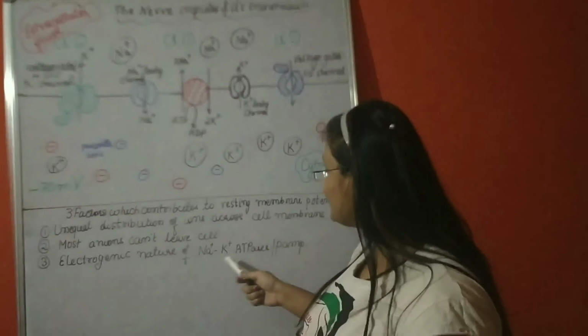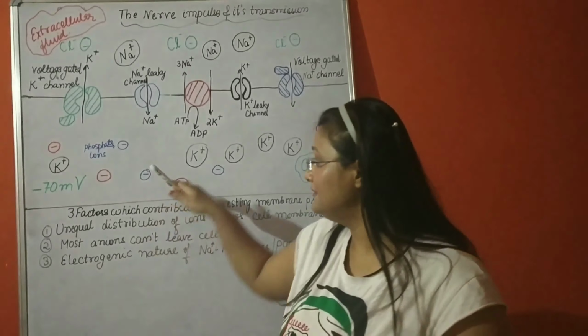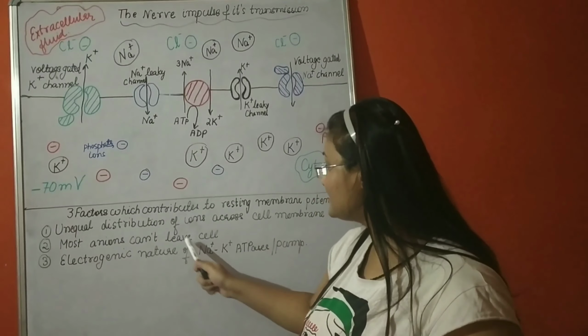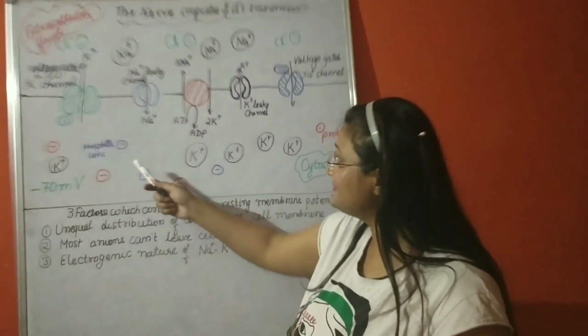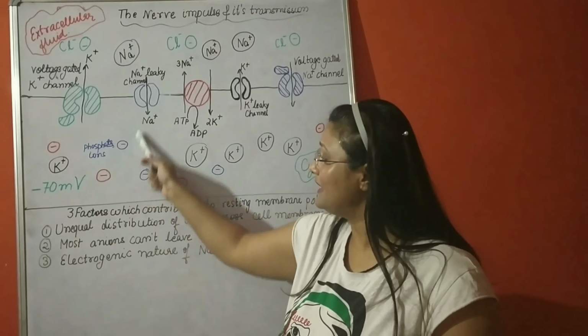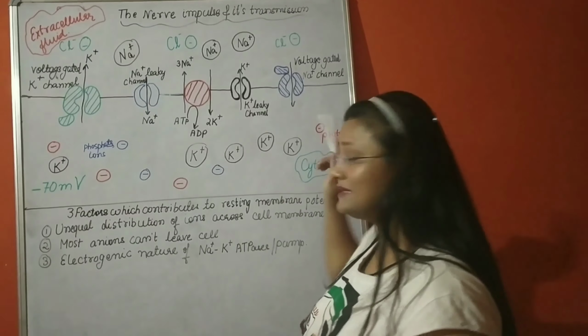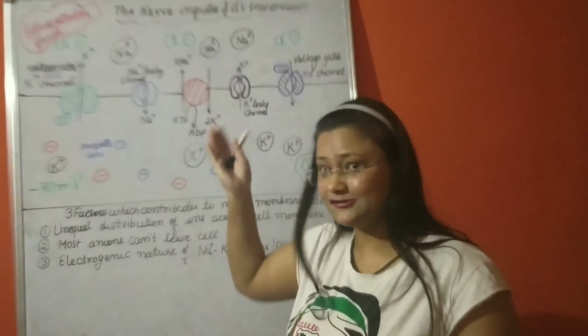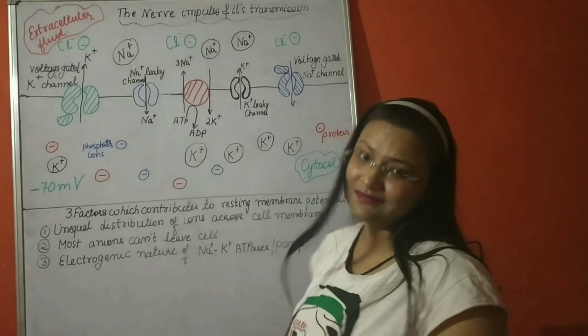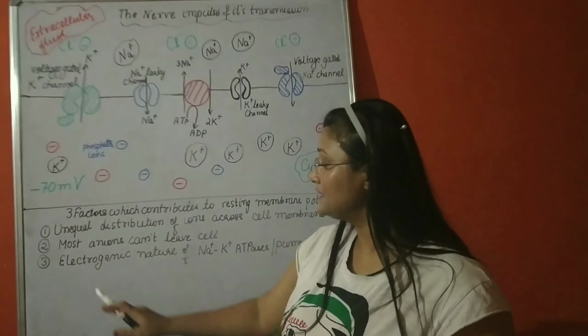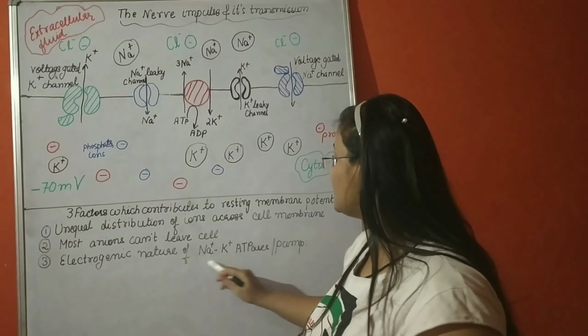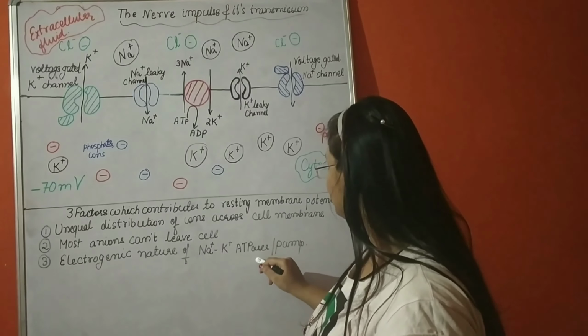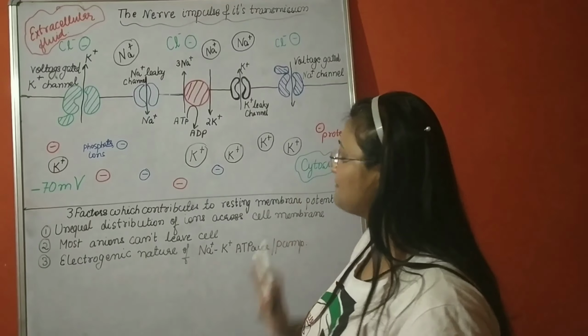There are two other factors because of which the inside is negative. Most anions can't leave the cell. These anions, phosphate ions and proteins, cannot leave the cell. So that is why the inside is negative. Apart from this, there is the electrogenic nature of the sodium potassium ATPase, or sodium potassium pump.